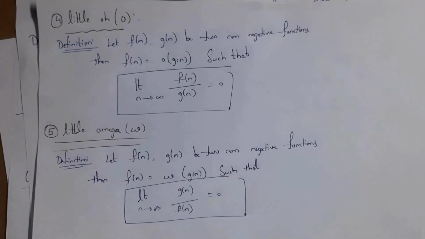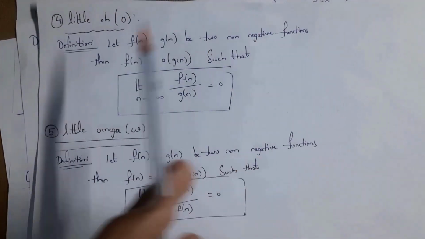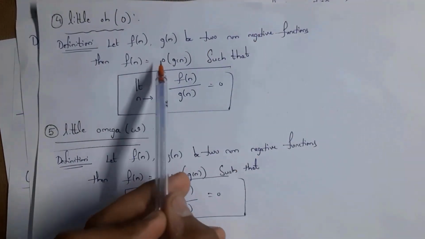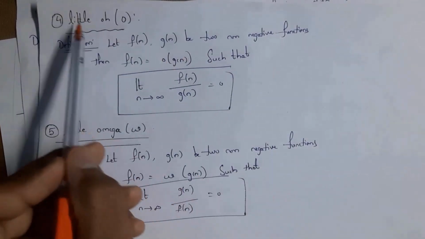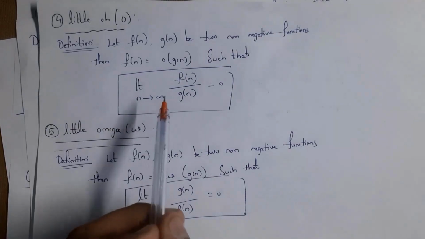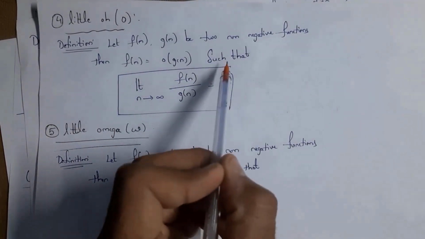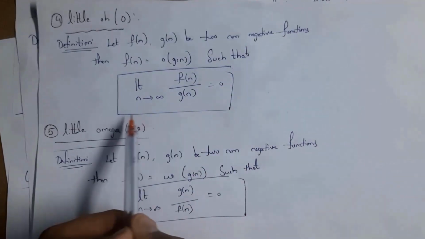Next, little o notation. There is no example or graphical representation of little o notation, only a definition. The definition is: let f of n, g of n be two non-negative functions, then f of n equals small o of g of n, because it is little o notation, such that the limit as n tends to infinity of f of n by g of n equals 0. This is little o notation.